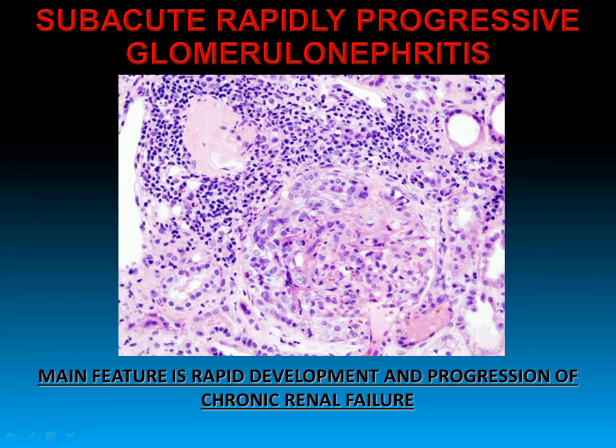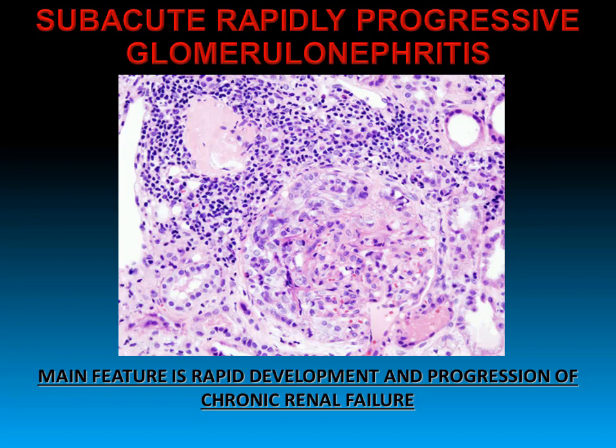Crescents subsequently will be replaced with fibroblasts, which start to produce connective tissue, so in the outcome of rapidly progressive glomerulonephritis, glomerulosclerosis is seen. Glomerulosclerosis is the main reason of chronic renal failure, which can develop in the end of such disease. If this disease progresses very quickly, it can lead to acute renal failure.